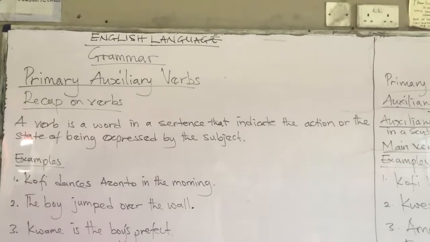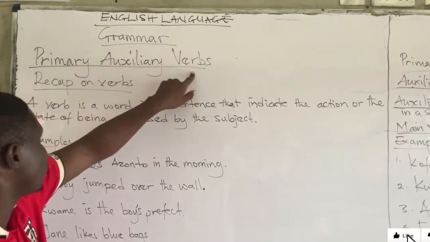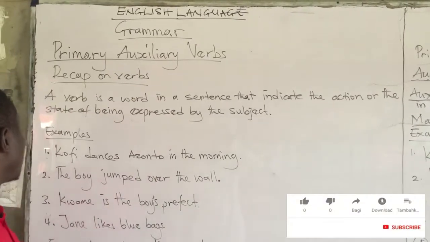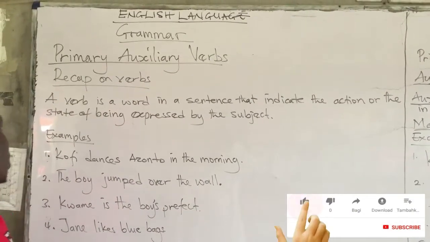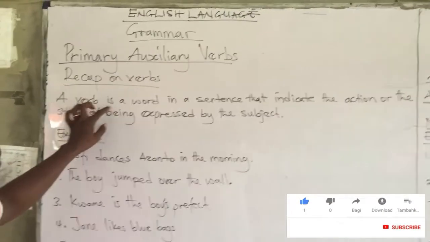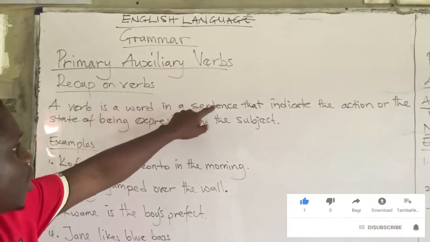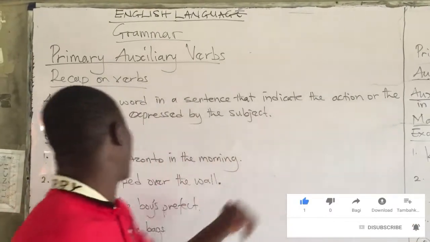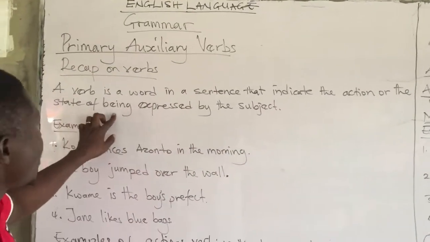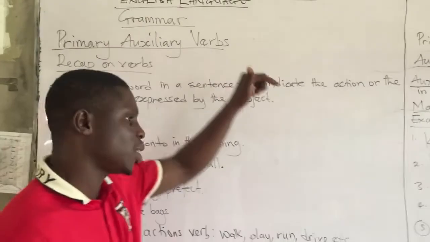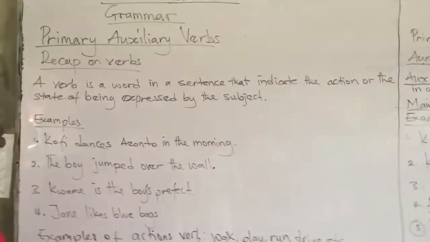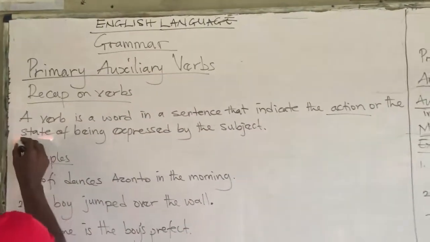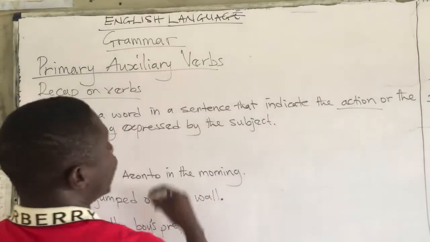But before we look at primary auxiliary, let's understand verbs. So we are going to have a recap on verbs. For verbs, you have treated verbs since the lower classes. So when we talk about a verb, it is a word in a sentence that indicates the action or the state of being expressed by the subject. In this sentence, we had two keywords: action or state of being of the subject.